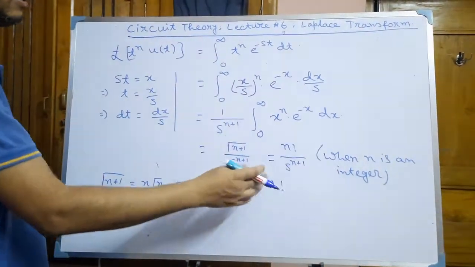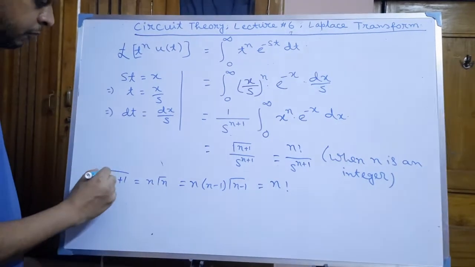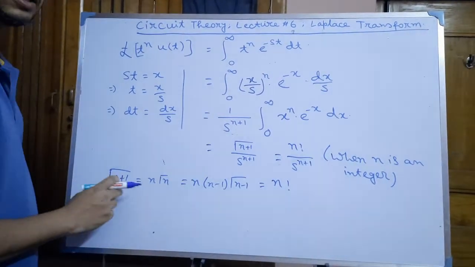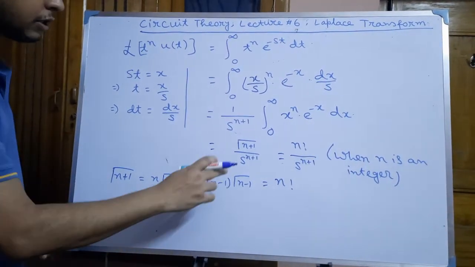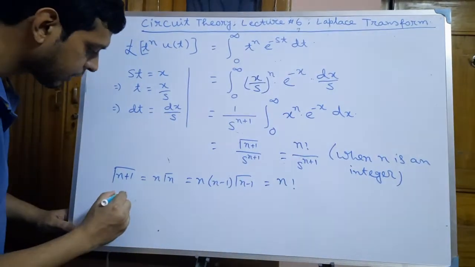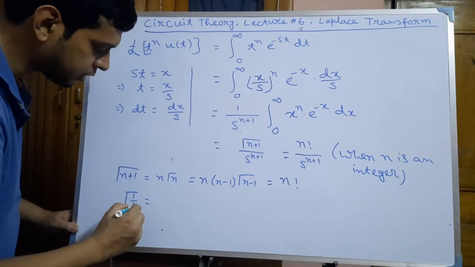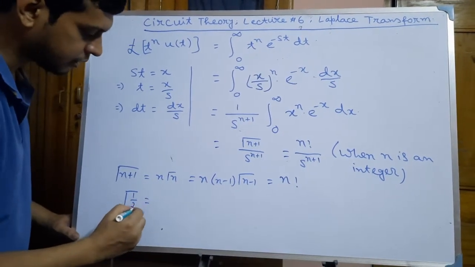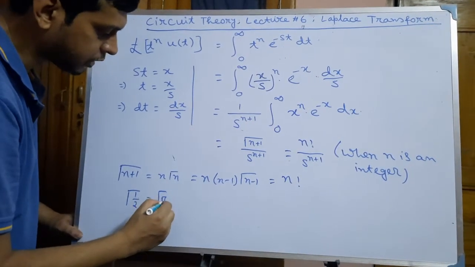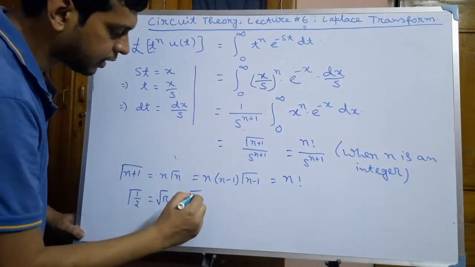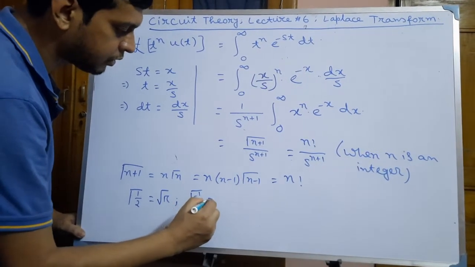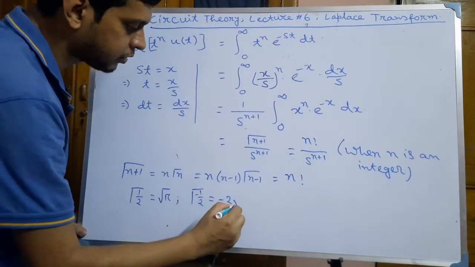If n is not an integer, then we have to determine gamma n plus 1 separately. In this regard, these two gamma values are very important. That is, gamma half equals what? Root pi, and gamma minus half equals minus 2 root pi.